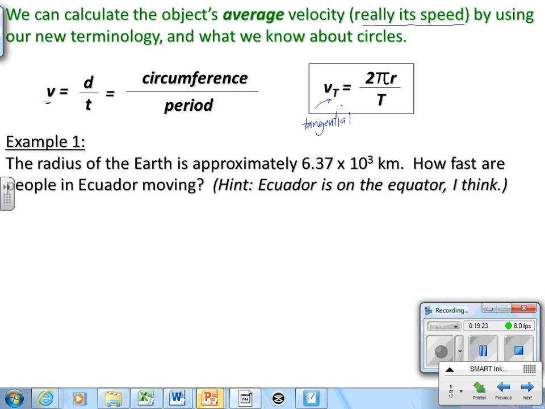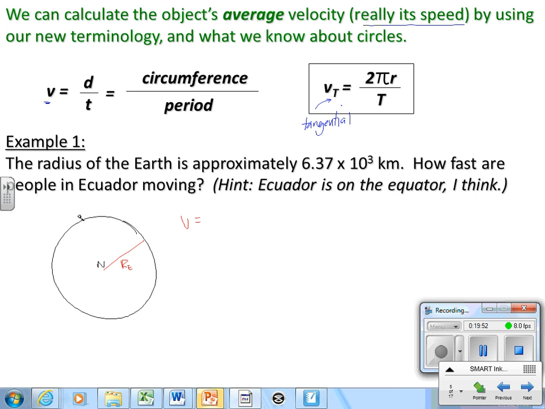Okay, sorry. Let's do a little top view here. Here's the North Pole, and that's a pretty good circle. Here's a person at the equator. Hello, Ecuadorian. And this radius we'll call RE. How fast are people moving?